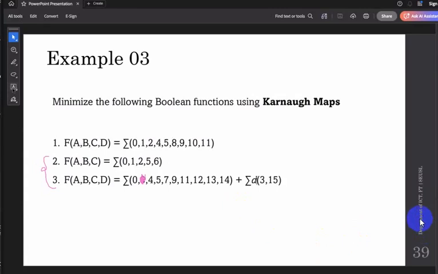Anyone? Yes, miss. So I think now, what was the equation for this? B bar C, plus BC bar, plus A bar B bar. Others, did you get any different answers?